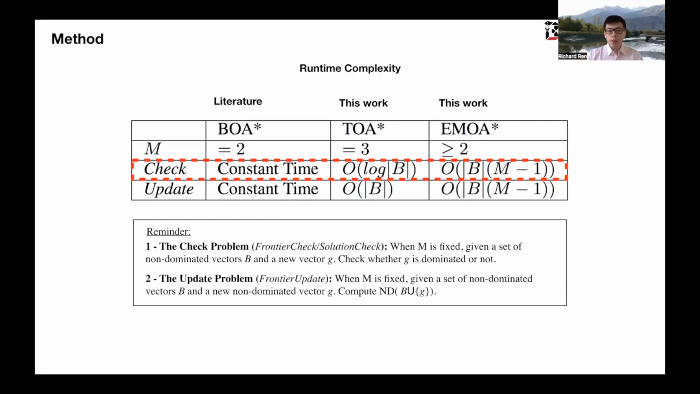Okay, to briefly summarize. For the check problem, if there are only 3 objectives, our approach TOA star can solve this check problem in log n time, where n is the size of the tree. And in the general case, the approach still takes a linear amount of time. A similar kind of analysis can be applied to the update problem also, and I will skip that part. However, either with 3 objectives or an arbitrary number of objectives, the update problem takes linear time. But as we will see from the numerical results, this approach in practice still runs much faster than the baselines.